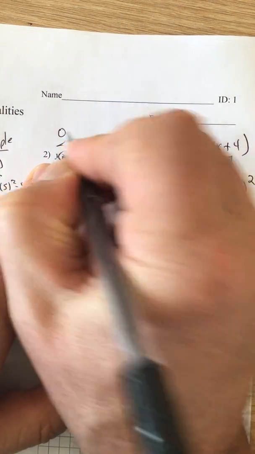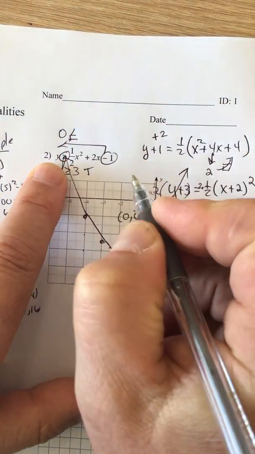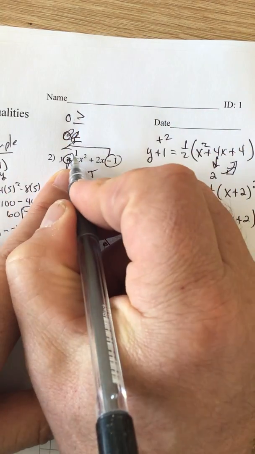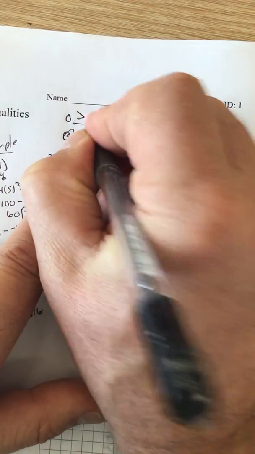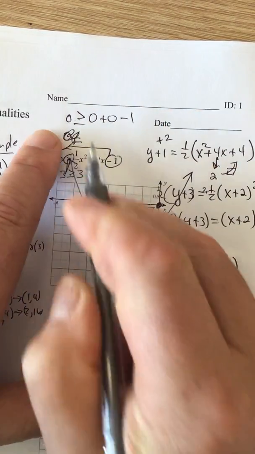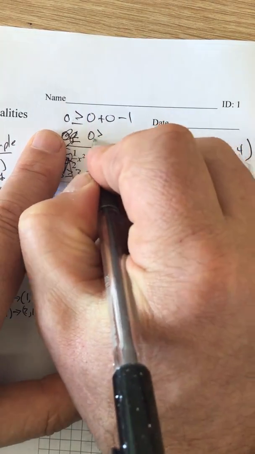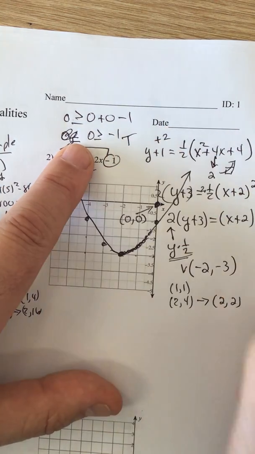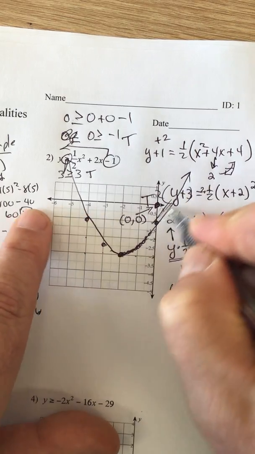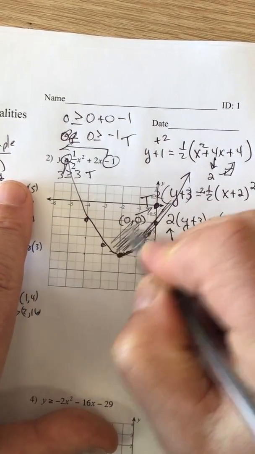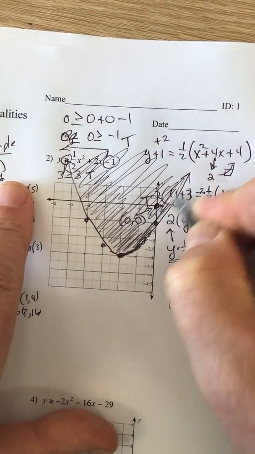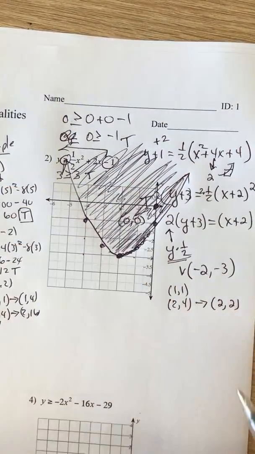If I put a 0 in for y, is 0, oops, that was greater than, so 0 greater than or equal to 1/2 times 0, that's 0, plus 2 times 0, that's 0, minus 1. Is 0 greater than -1? Yes, that's true. So this is a true dot right there. That means everybody with it is a true dot. So if you find one dot that's true, everybody on that side is also true. So the insides make that true.